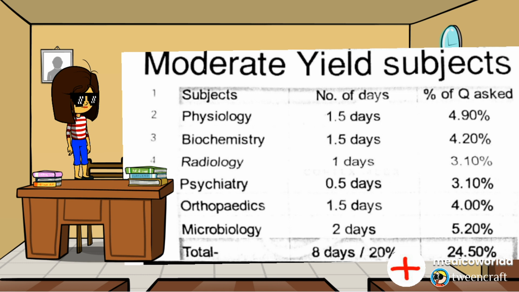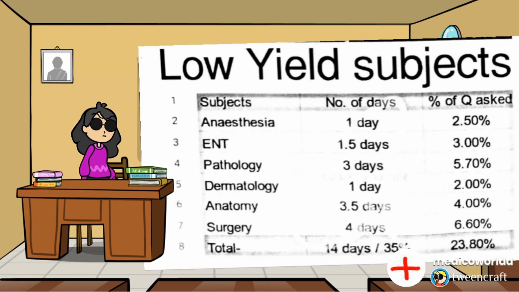Thank you. Hello everyone. Now we are going towards the low yield subjects. Low yield subjects include anesthesia, which requires only 1 day for the revision, and the number of questions asked from anesthesia are 2.5%. ENT is a subject that requires 1.5 days for the revision, and the number of questions asked from ENT are 3%.